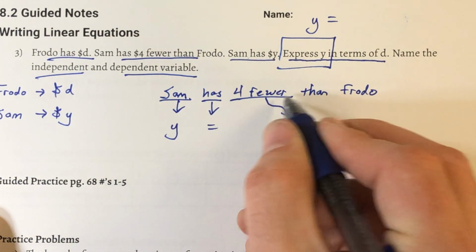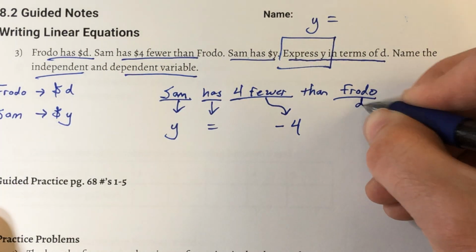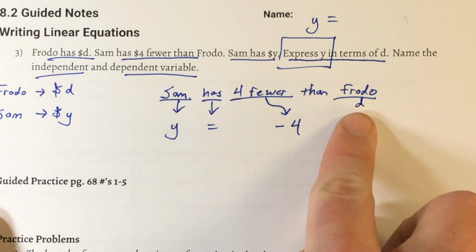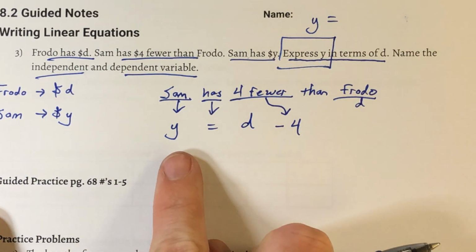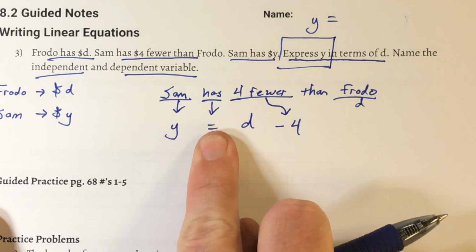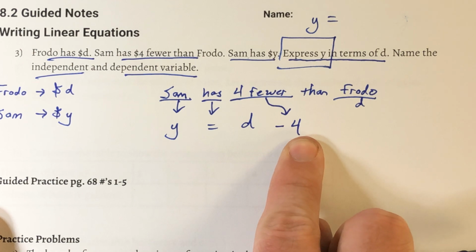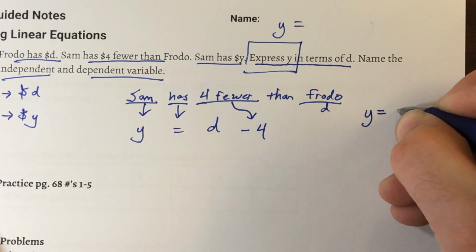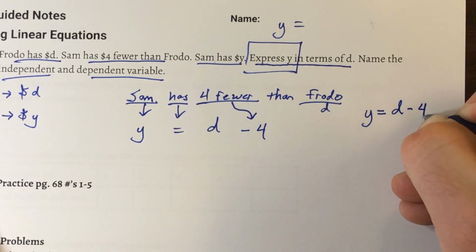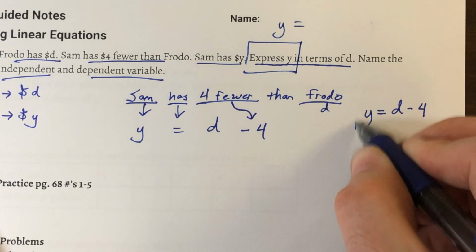All right, next, 4 fewer than who? Frodo. How much does Frodo have? Frodo has D dollars. Where are you going to put that D? You're going to put it right in front. So let's see. Sam has however much Frodo has, but take away $4. That sounds about right. So that's our first answer, our equation. Y equals D minus 4. Sam has 4 fewer than Frodo. Order matters.